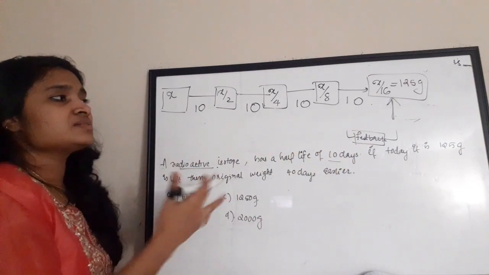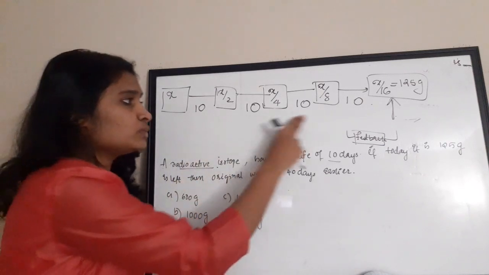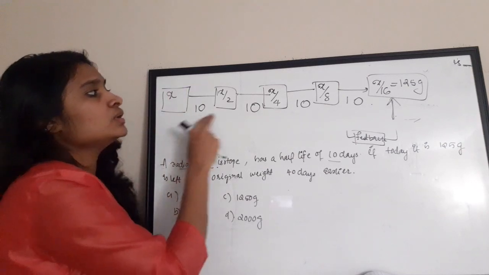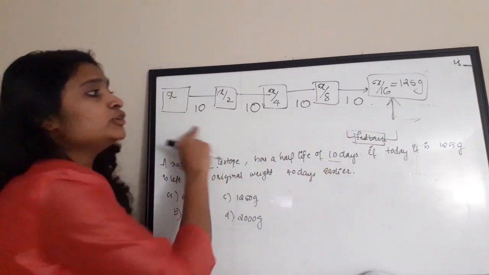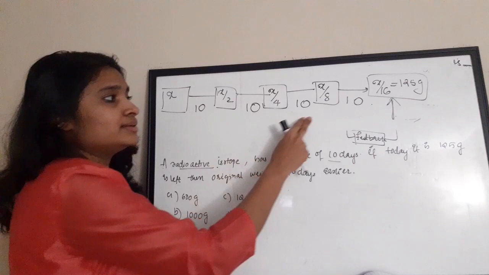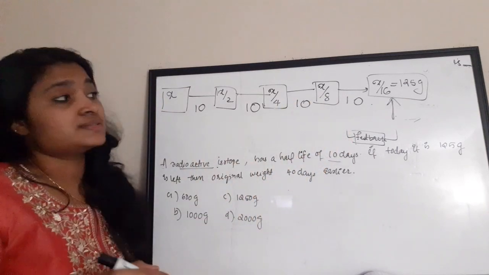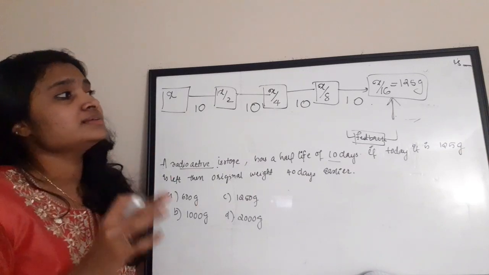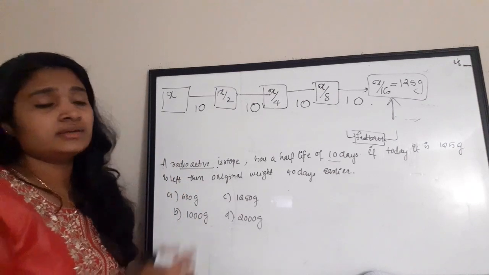If you practice such types of questions, you can do it by mental calculation. Anyway, for the people who are new to this concept, I am just drawing it. So x has disintegrated to half its value, again half its value, again half, and then half, and took 40 days. This is one half-life period, second, third and fourth half-life period, and it has become x by 16, and that is the present day, it is 125 gram. We need to find the value of x. How will you find it?